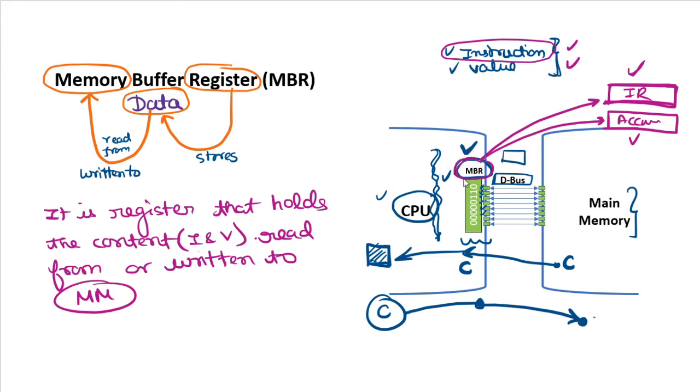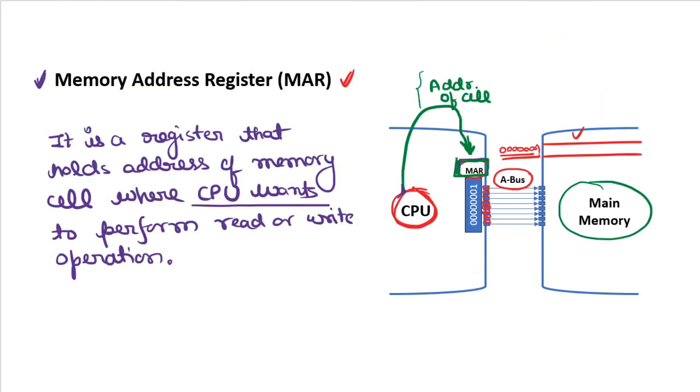It is kind of like, if this is a bus, it is a bus stop. Whenever something is to be sent or received, we will send that information to MBR, and MBR will put this information on the data bus. So we have already discussed memory address register and memory buffer register.